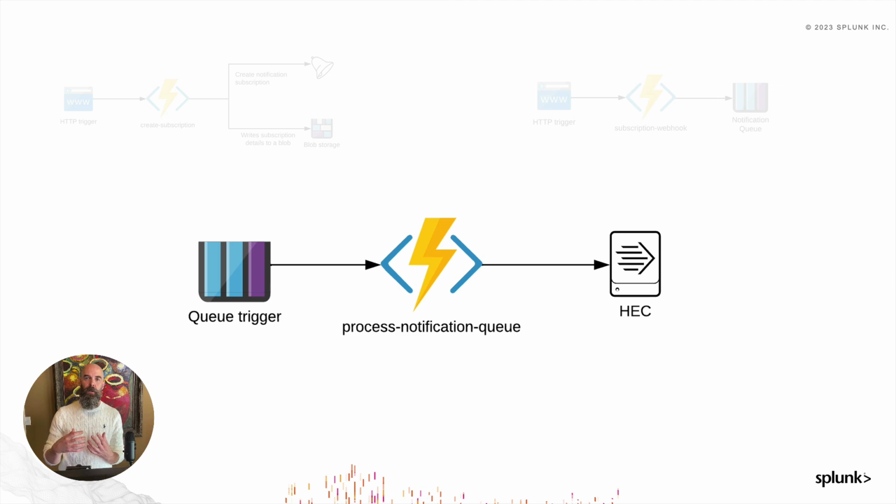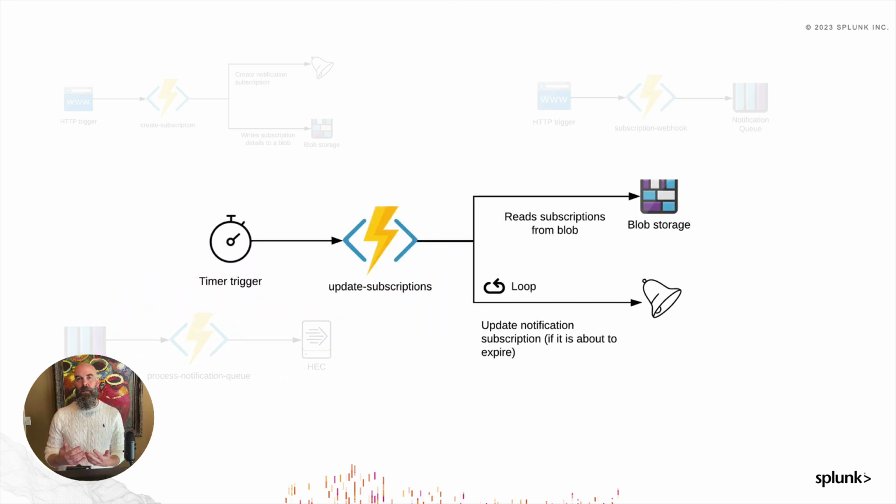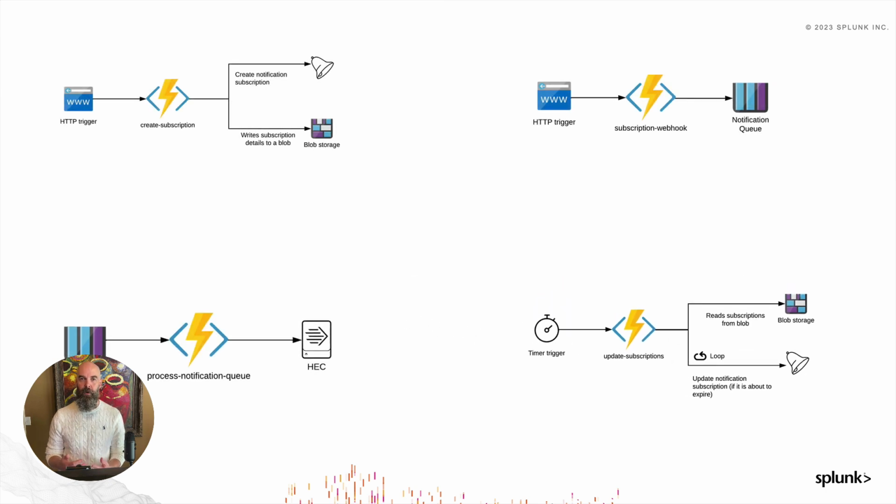Now the function code implements the REST client to retrieve the full call record from the Microsoft Graph API. It then sends this data to Splunk via the HTTP event collector. So this is a push from Azure to Splunk. And finally, the update subscriptions function keeps our change notification subscription up to date because change notification subscriptions can expire if not updated. Okay, let's set all of this up.